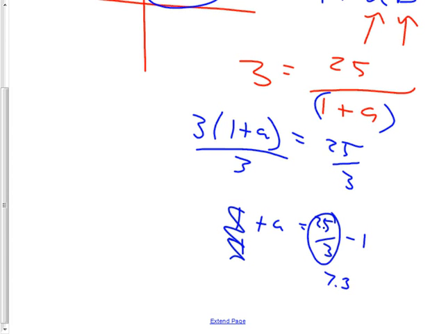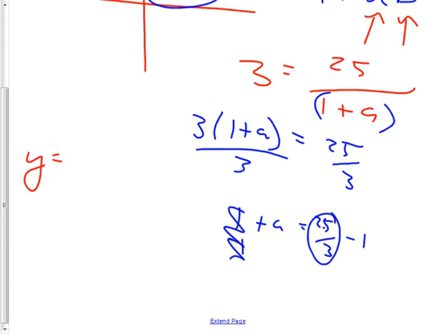Now, as soon as I do that, though, I am not using an exact value. So when the test says use exact values, I would have just done it wrong. You have to use exact values. You can't round it off like 7.3 repeating to 7.3. So, I'll leave it as 25 thirds minus 1.